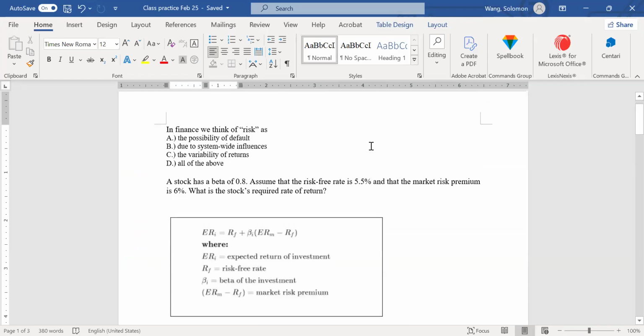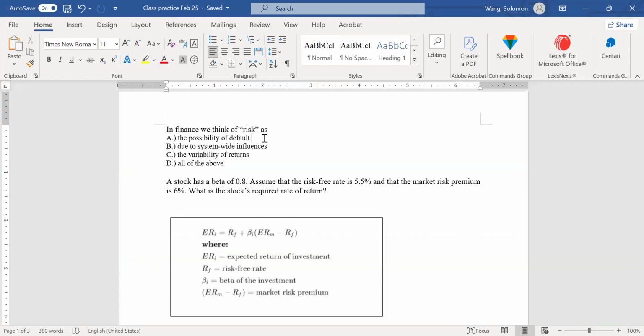All right, the entire theme for this module is about risk. When we think about risk, what could define a risk? In the previous chapter for bonds, if a company defaults, they have bad financials, they don't have the cash to pay off their debt, that's called a default. So the possibility of default is risk. So this option A is correct.